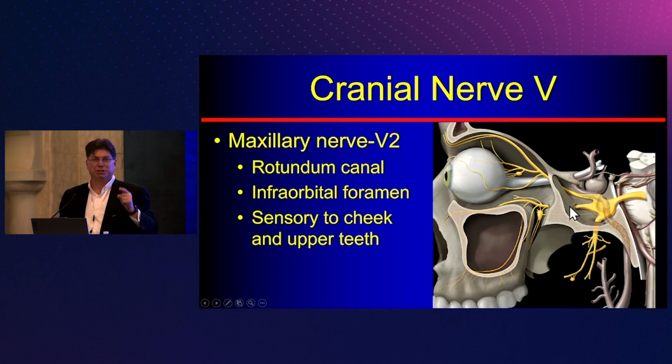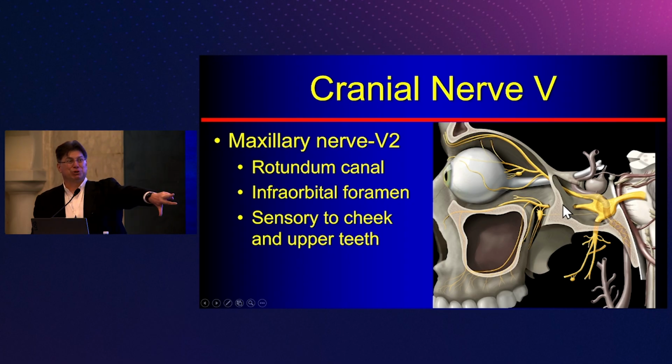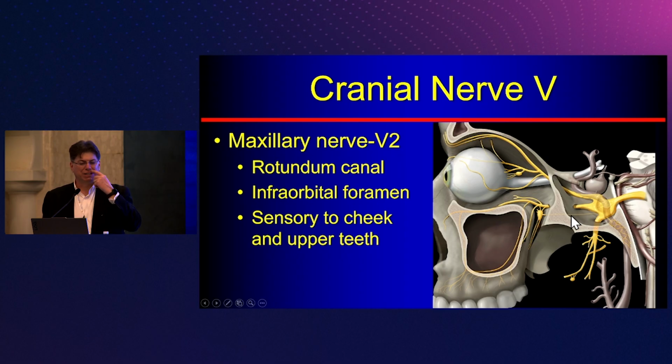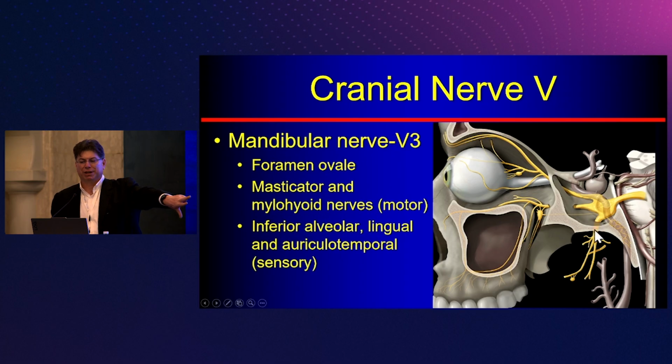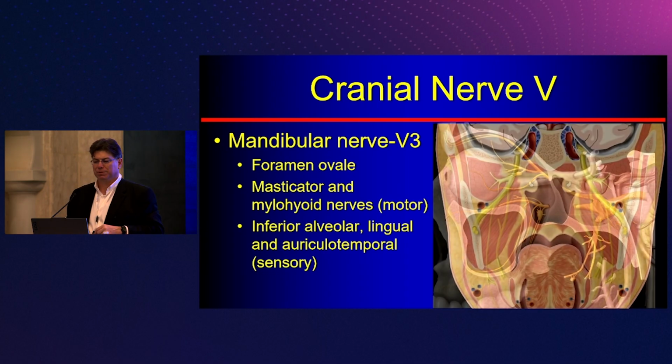So V2 goes through the foramen rotundum. People call it a foramen, but it's obviously a tube. It's a canal, not a foramen. So V2 is going through the rotundum to get to the cavernous sinus, and that's sensory to the cheek and the upper teeth. And V3 is going down through foramen ovale inferiorly, and that's giving sensation to all of our teeth and the jaw down low. So V1 our forehead, V2 our cheek, and V3 over the jaw at that level.